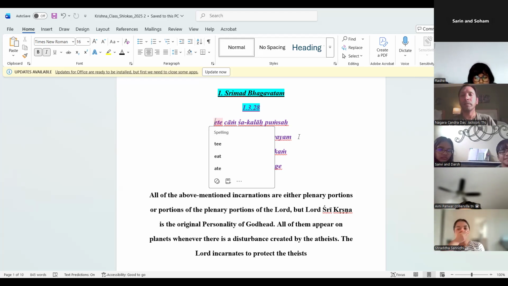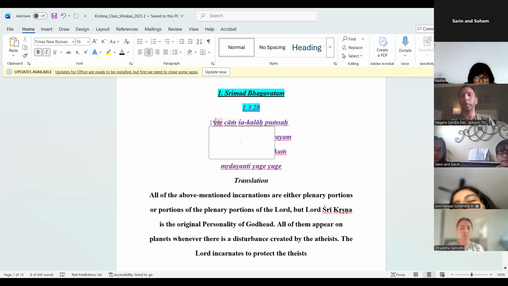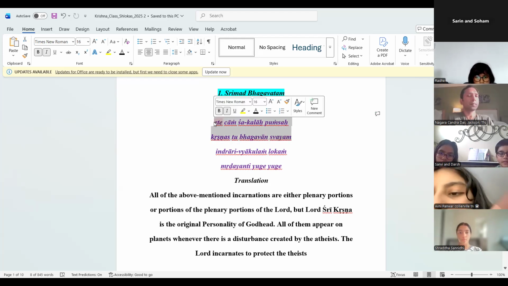Krishnastu Bhagavan Swayam. Close your eyes and say. And then we put both of these lines together. Ete Chamsha Kala Pumsa Krishnastu Bhagavan Swayam. So say those two lines together three times.